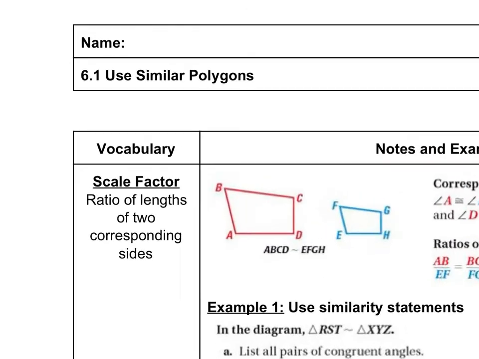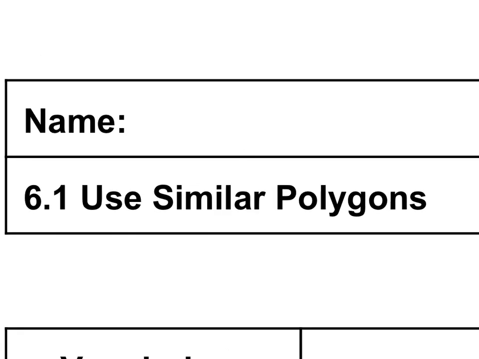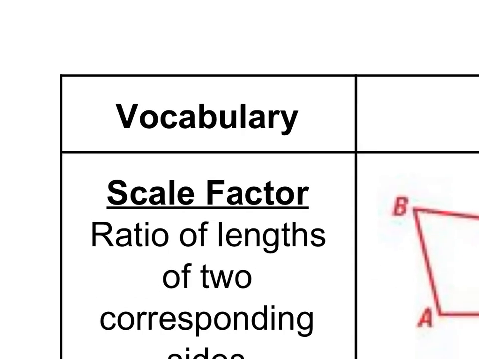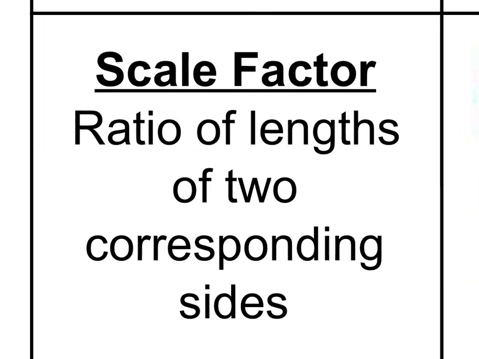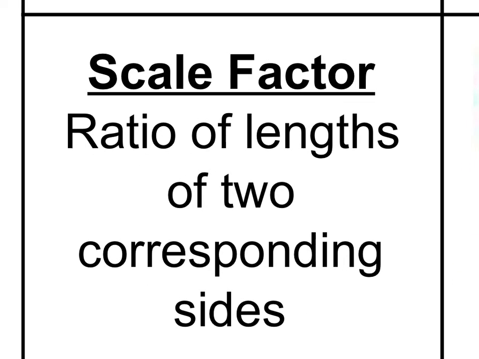Today we are moving into Chapter 6, which is all about similarity, and we're going to talk about Chapter 6, Lesson 1, which is using similar polygons. The only vocabulary word that maybe you haven't encountered is called scale factor. A scale factor is a ratio of lengths of two corresponding sides.